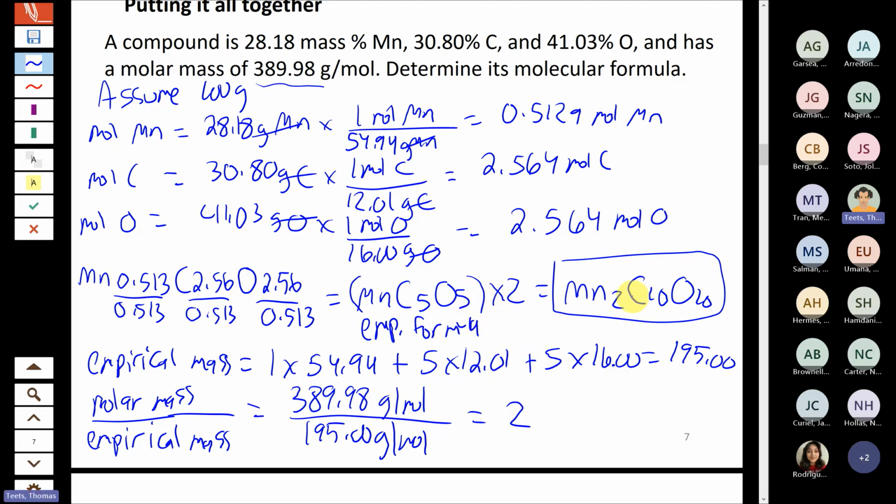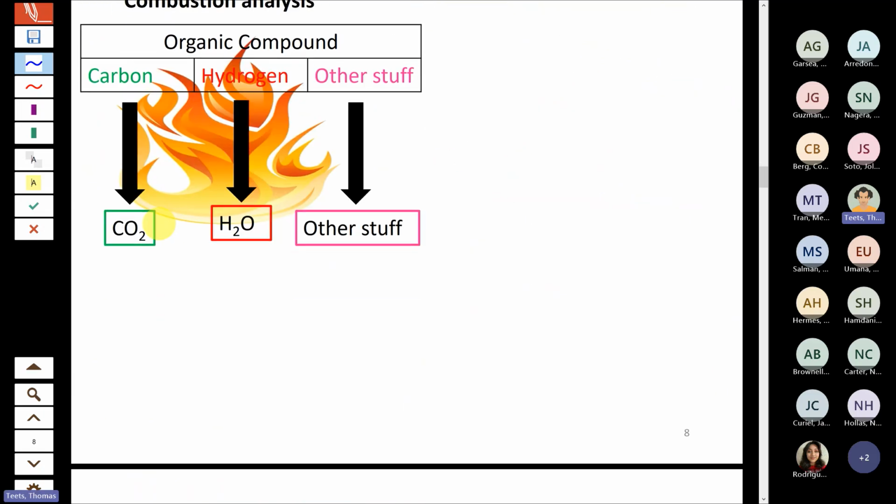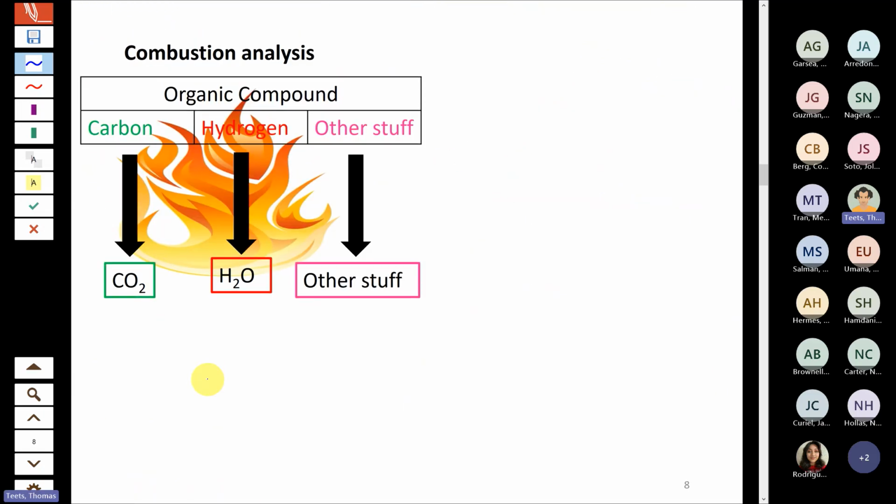But if it wants the molecular formula, you have to make sure you compare that to the given molecular mass and the empirical mass to figure out if there's a factor you have to multiply by. All right, anything else? All right, so then the next related topic we're going to talk about is called combustion analysis.